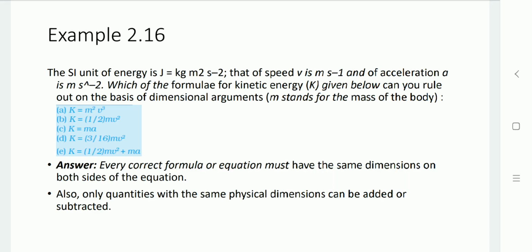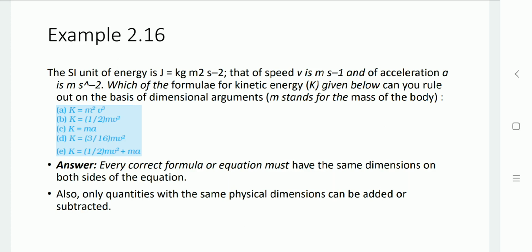Now for the C, we are having M L T raised to minus 2. So here an E quantity onto the right side having no proper dimension, we cannot define it. So we are having 4 equations A, B, C and D, which we are going to compare with the kinetic energy equation we equated earlier, that is M L square T raised to minus 2.